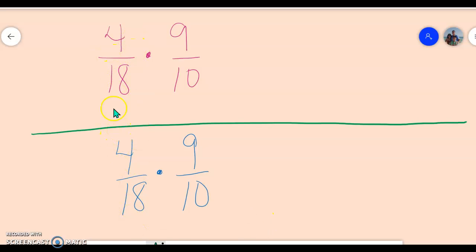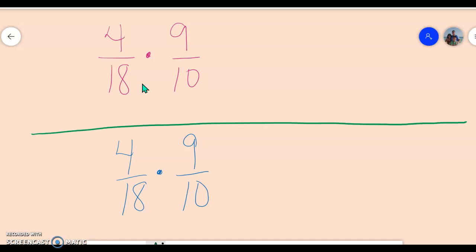Notice the pink and the blue are the same, but I'm going to work the pink problem probably like most students would do, just because they find it easier in the beginning. And then I'm going to really try to convince you that the blue method might be easier. Okay, so looking at the pink problem, all we're going to do is multiply these fractions.